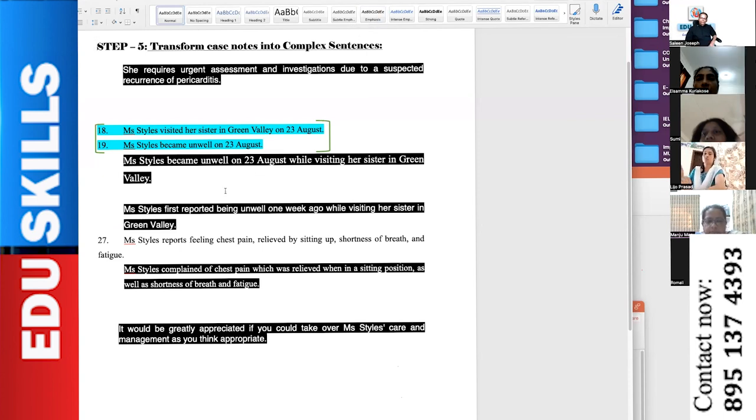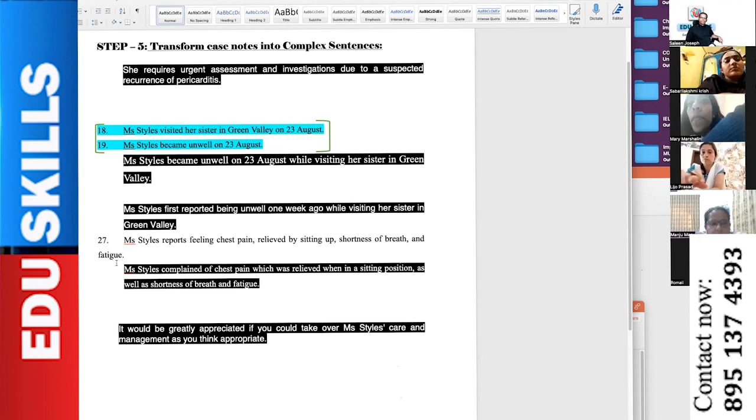Now this sentence, there are two ways I have shown here how to write. Miss Stiles became unwell on 23rd August while visiting her sister in Green Valley. Which is the independent clause and which is the dependent clause? While visiting her sister in Green Valley is the dependent clause. And the first clause is the independent clause. So once you write the independent clause first, you need not put a comma. But if you are writing a dependent clause first, after that you have to put a comma followed by the independent clause.